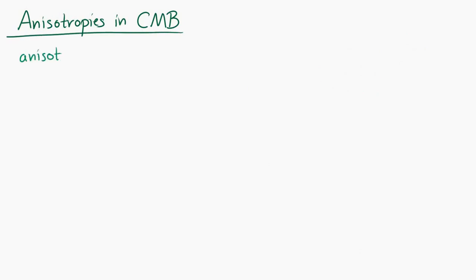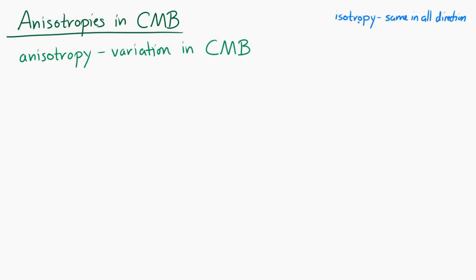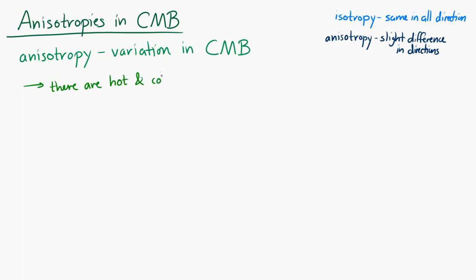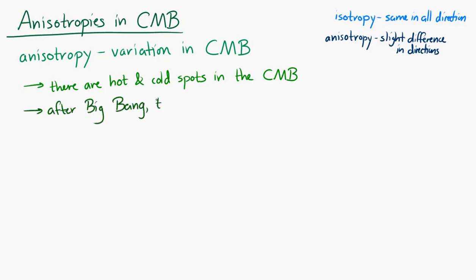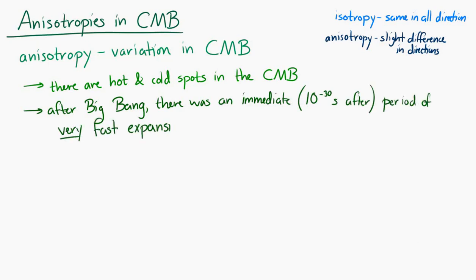The last thing we're going to look at is anisotropies in the cosmic microwave background. And an anisotropy is a variation in the cosmic microwave background. So isotropy means it's the same in all directions. Anisotropy means there's slight differences. So it turns out that if you look at the cosmic microwave background very closely, there are hot and cold spots in it. And the idea is that right after the Big Bang, within the first 10^-30 seconds, there was a period of very, very fast expansion. And this is called cosmic inflation.